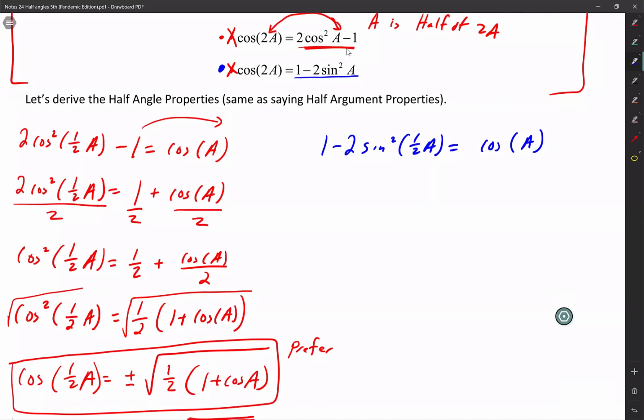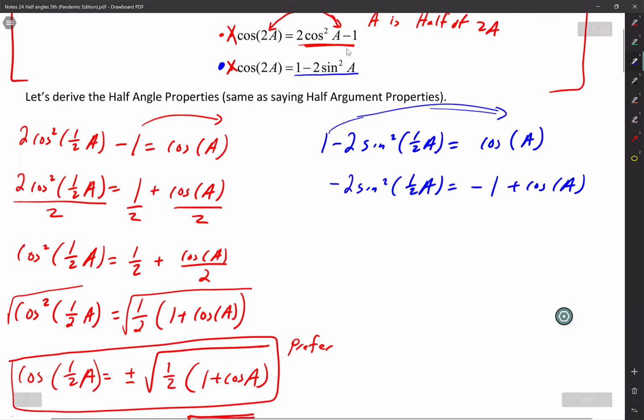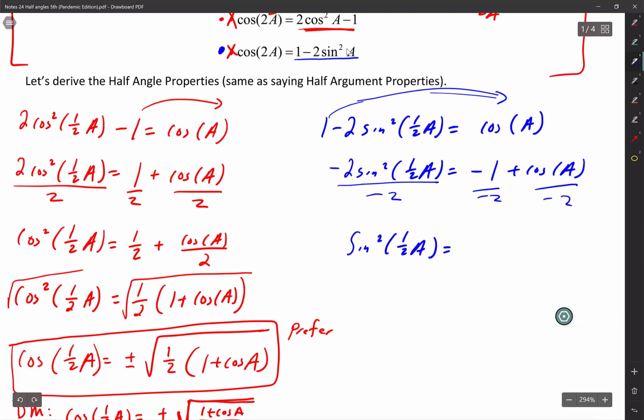And then I'm going to move the 1 just like I did in the other one, guys. So move the 1 to the right-hand side. When you do that, you're going to have negative 2 sine squared of half a equals negative 1 plus cosine a. And you can already see where I'm going with this. If you can't see it, it's okay. I'm just going to divide everything by negative 2, so sine squared of half a is equal to, negative divided by negative is a positive, 1 minus cosine a over 2.